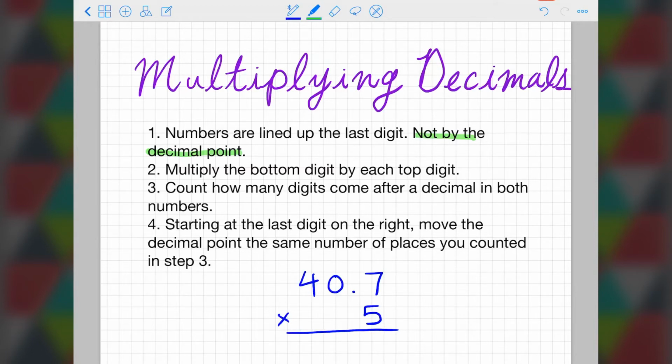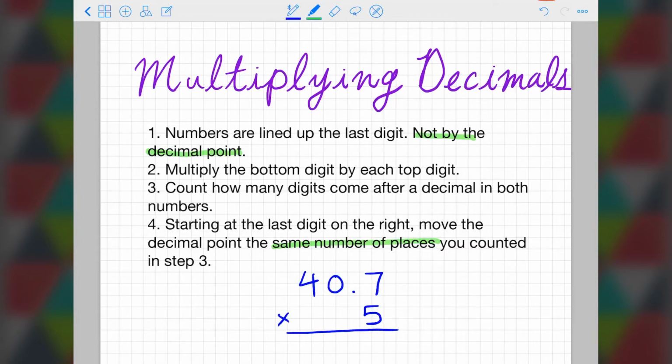Step 2, we're going to multiply the bottom digit by each top digit. Now this will be slightly different when there is more than one digit on the bottom number, and we will see an example like that. Step 3, when you have an answer, you will count how many digits come after a decimal point in both numbers. And then step 4, starting at the last digit on the right, you will move the decimal point the same number of places that you counted in step 3.